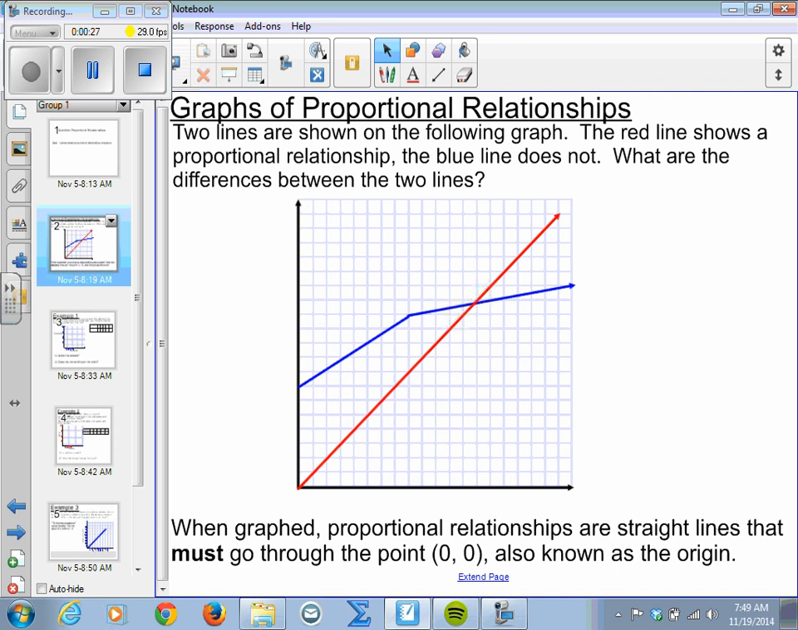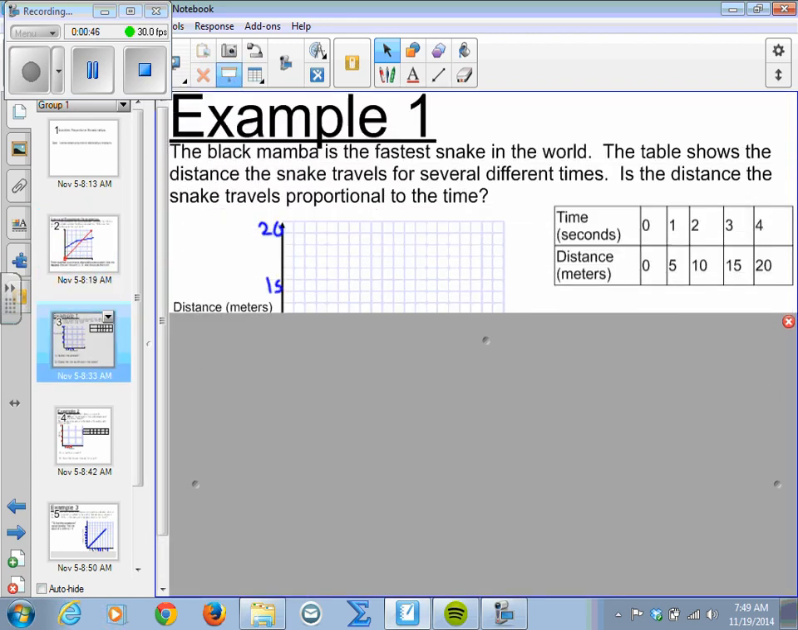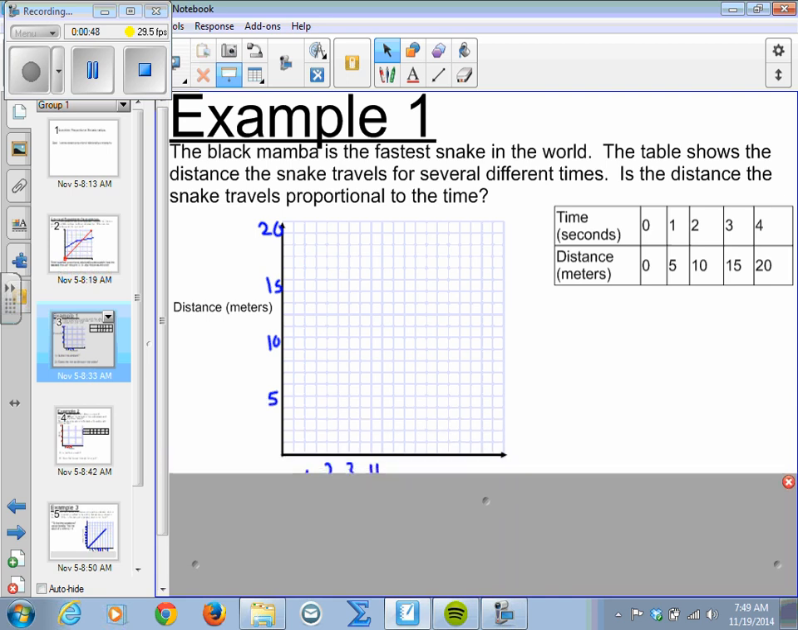If you notice, the red line, which is proportional, is straight and it must go through the origin, the point 0, 0. This makes the red line proportional: straight and through the origin. The blue line has neither of those traits. So a couple examples here of proportions, or not proportions, and how they look on graphs.